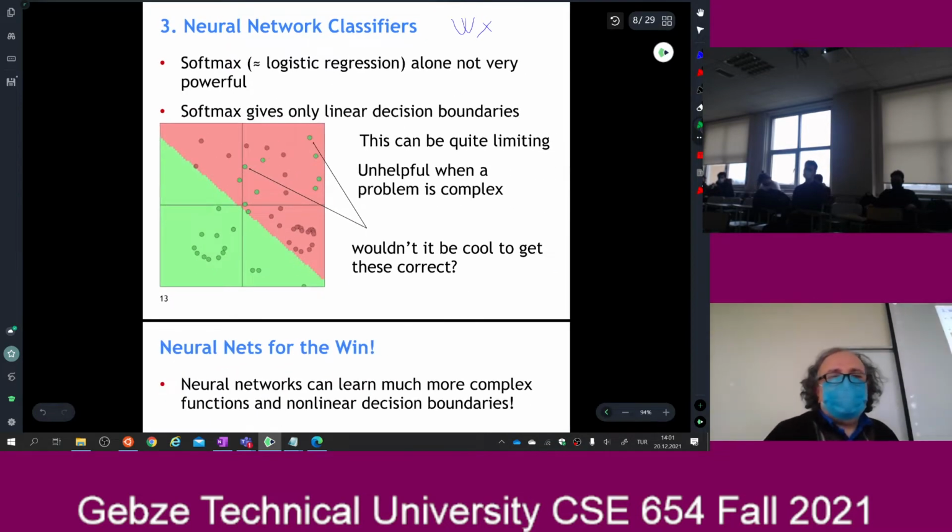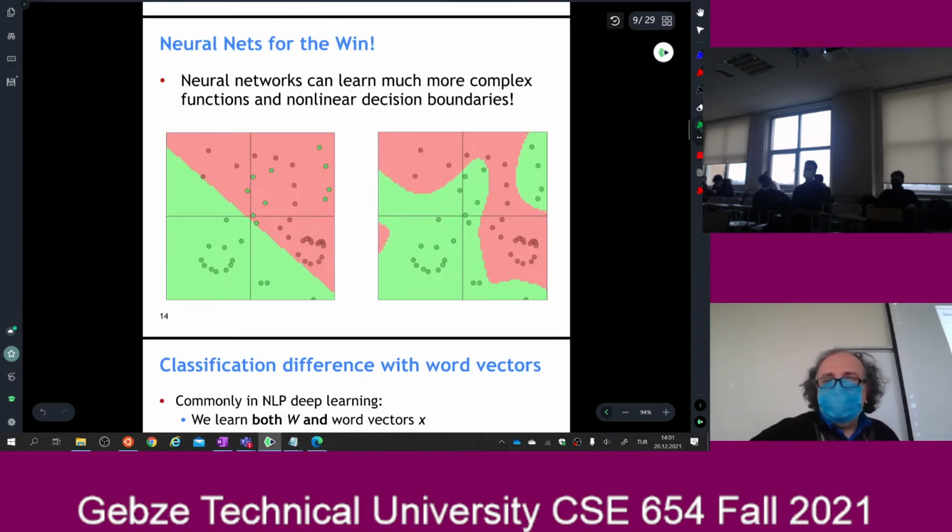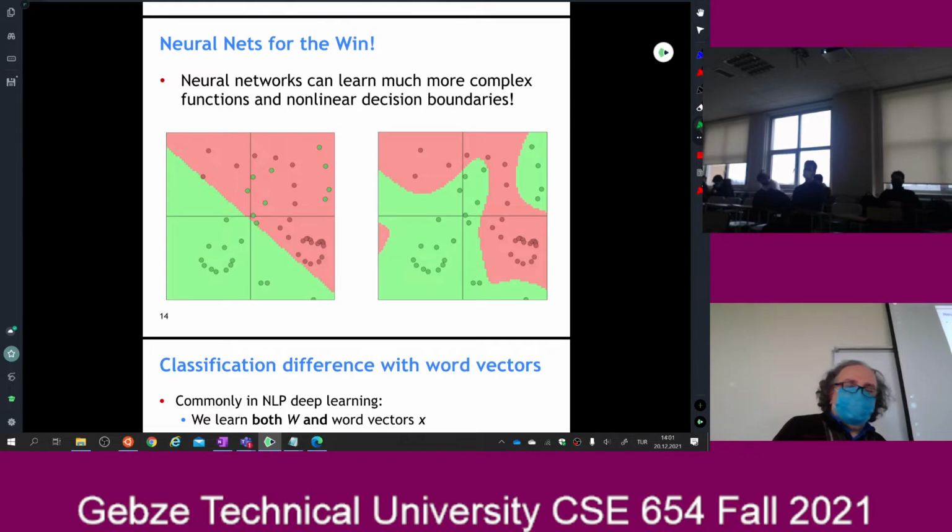Sometimes I want to use more complicated boundary models than the line. So maybe this one is better, right? So come up with a function other than my W times X stuff. Come up with a better function than my line, so that I can get this stuff done.